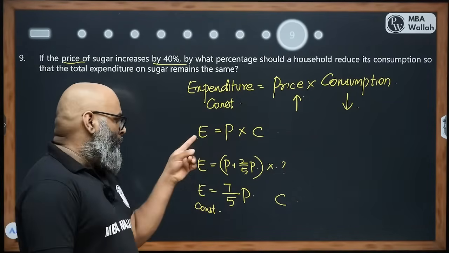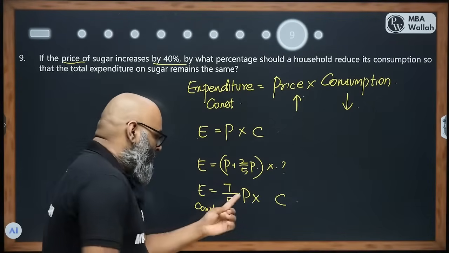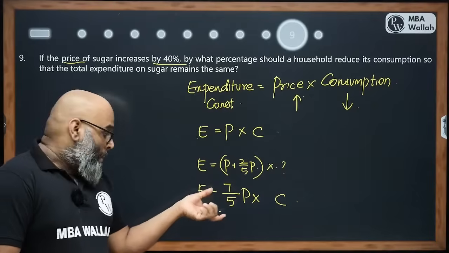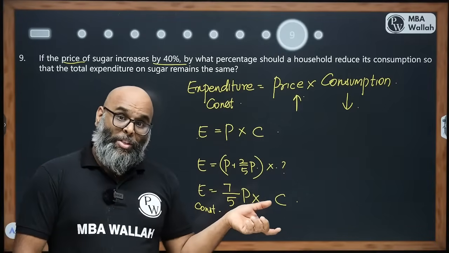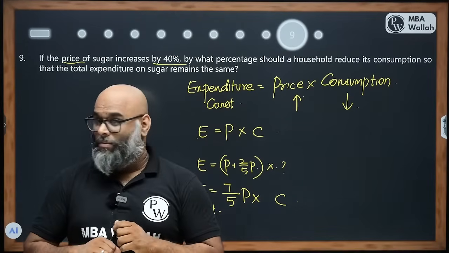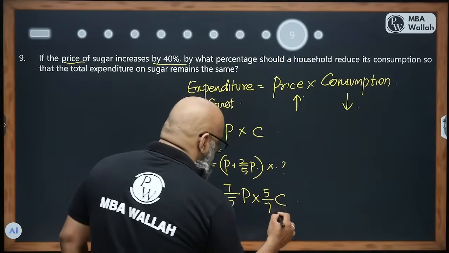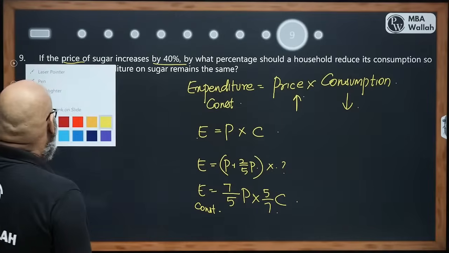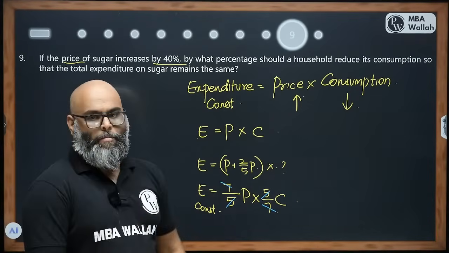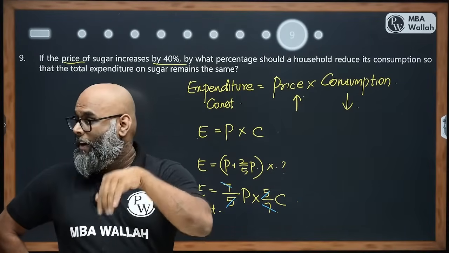P into C will give you E. You have a P here, you have a C here. If you multiply these two, you will get E. But there is a 7 by 5 sitting here, which needs to be cancelled off. You have to make it 1. How will you make it 1? Can I say my consumption has to become 5/7, so that when you cancel it off, you'll again get P into C. So consumption has to come down to 5/7.